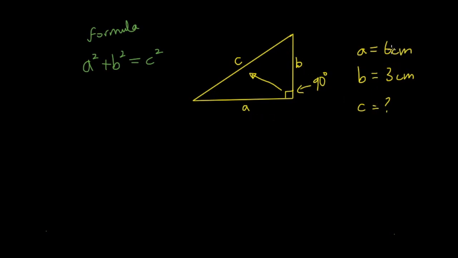So what we do is we simply sub in these numbers here, 6 and 3, into the equation. So what does that look like? Let's do it right here. We have 6 in place of the A. So we have 6 squared plus 3 squared, because the B is equal to 3 centimeters, is equal to C squared. Okay, what is 6 squared?